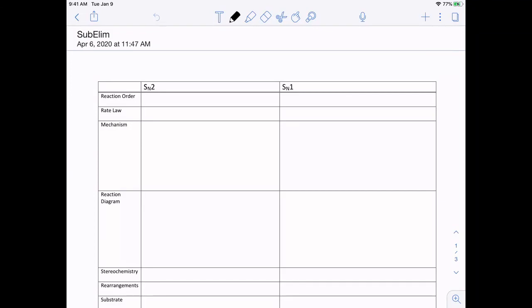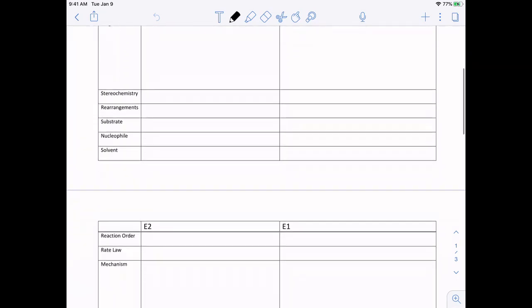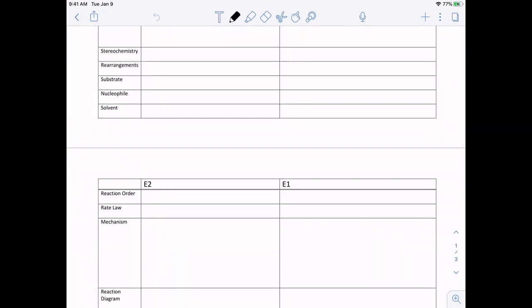Go through and compare and contrast the four mechanisms that we've looked at so far between chapters 7 and 8. So our two substitution reactions, SN2 and SN1, and then our two elimination reactions, E2 and E1. Eventually, what we want to be able to do is, given a set of reagents, determine what type of mechanism it is going to go through. So if I give you an alkyl halide and then something that's nucleophilic or basic or both, what reaction or reactions are we going to write for it?